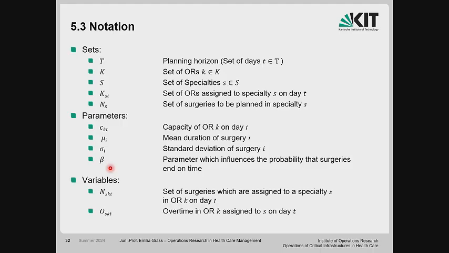And the variables, so this is the output of the model, what we would like to see. These are the results. The capital N is the set of surgeries which are assigned to a specialty S in operating room K on day T. So we know how many surgeries the oncology can do in operating room B on Wednesday. And then the respective overtime, O, for specialty S, operating room K and day T.